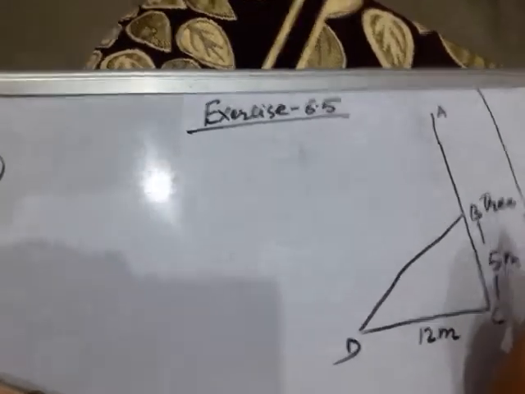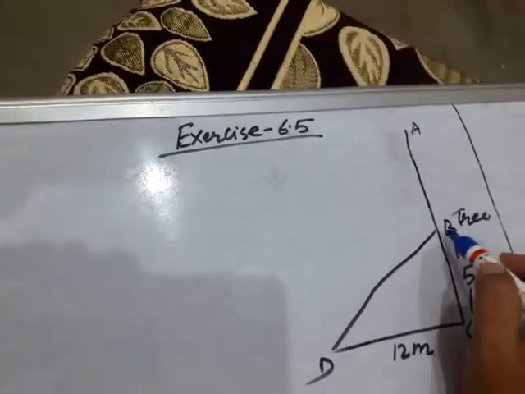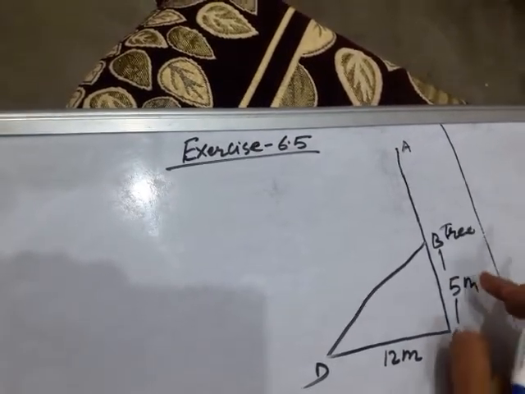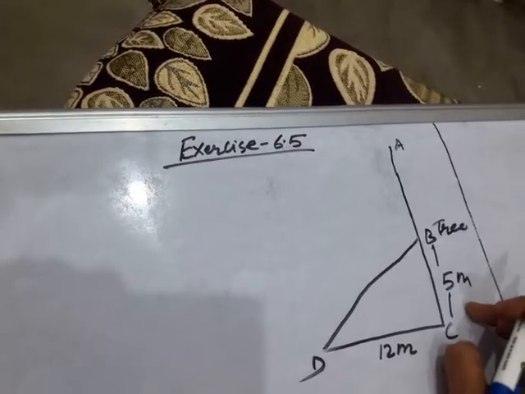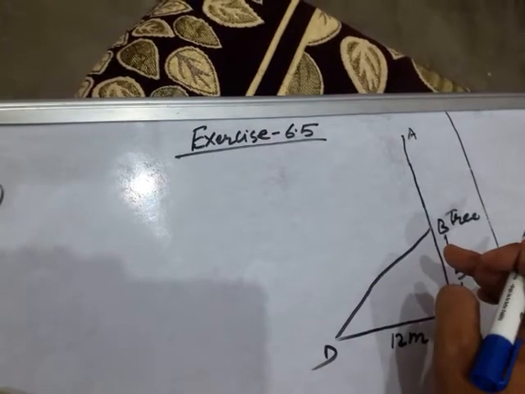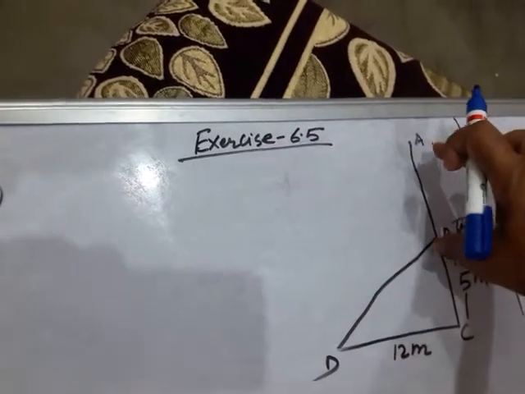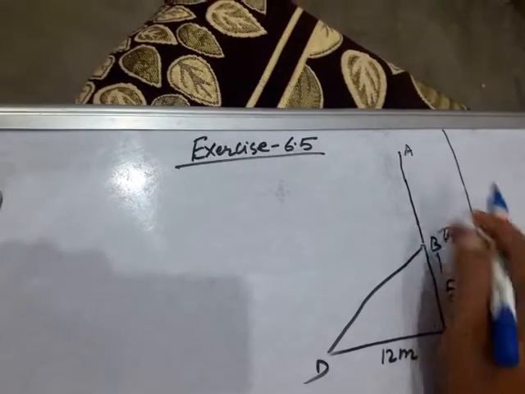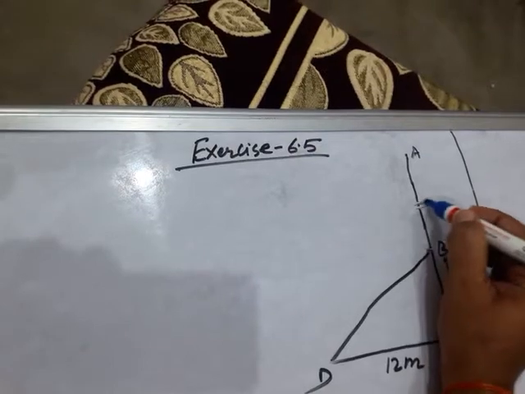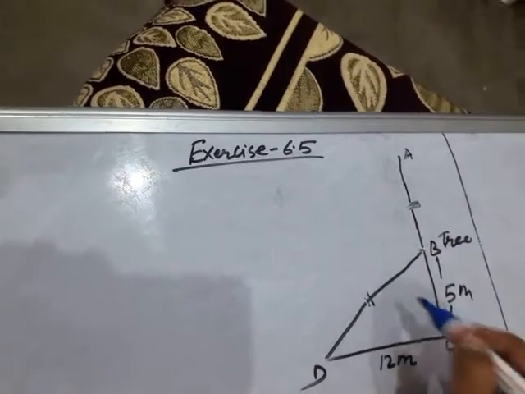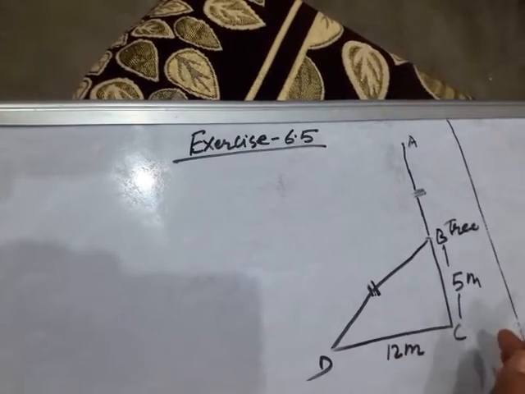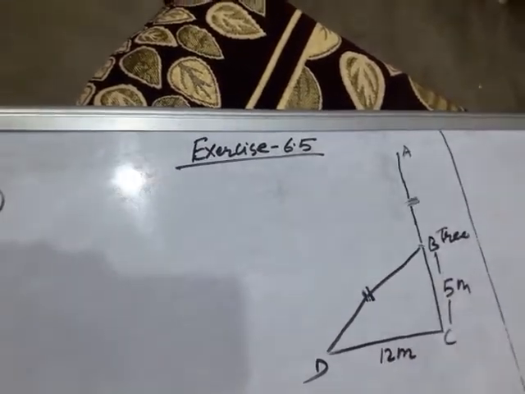Now here, children, this tree AC is there. Clear? And it is broken from the height of 5 meter. This top, it is broken from here. And this top touches the ground, means AB equal to BD. Okay, AB equal to BD. This is an important point. Then you have to find out the original height of the tree, that is AC.